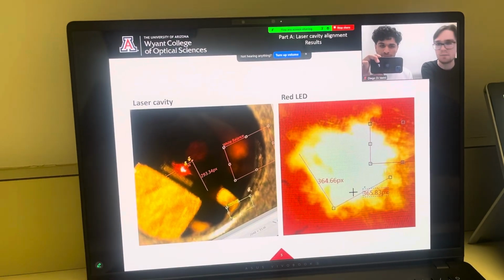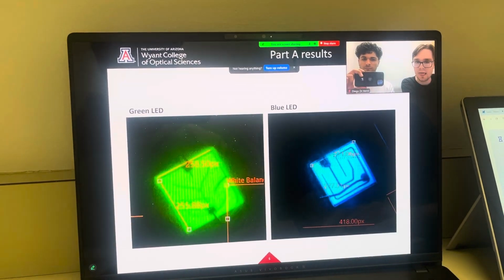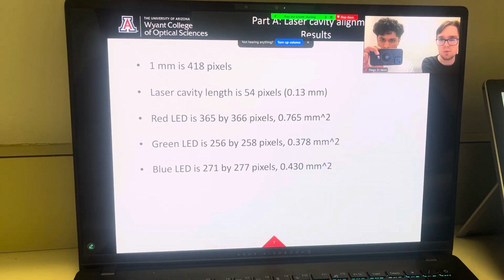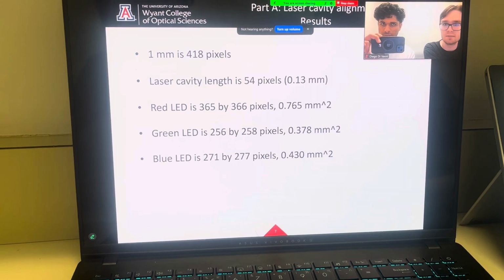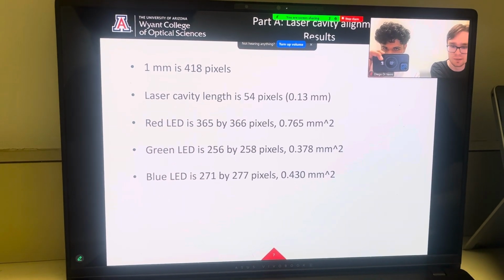So for part A, this was the laser cavity we took and the red LED along with pixel measurements. And this was the green and blue LED also with pixel measurements. So here was our data. So 1 millimeter in our measurements was 418 pixels. So we found the measurements of each of these in pixels and then converted to millimeters or millimeters squared.